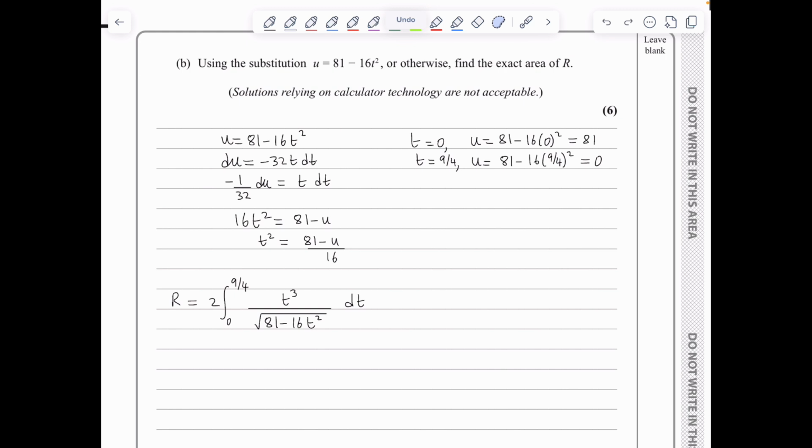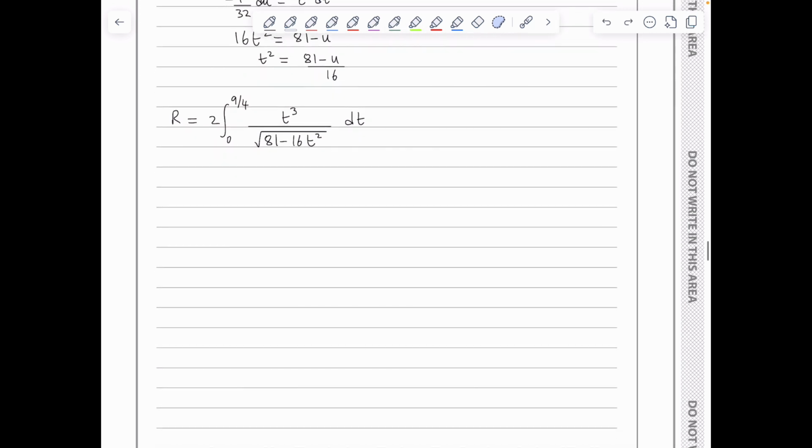It was 2 times the integral of t cubed over the root of 81 minus 16t squared dt. So let's see, we've got 2 times the integral from 0 up to 9/4. I will split the t cubed as t squared times t dt. I'll keep the denominator of the square root of 81 minus 16t squared. And the reason for doing this is that the t dt term here will be replaced with minus 1/32 du. The t squared term here will be (81 minus u) over 16.